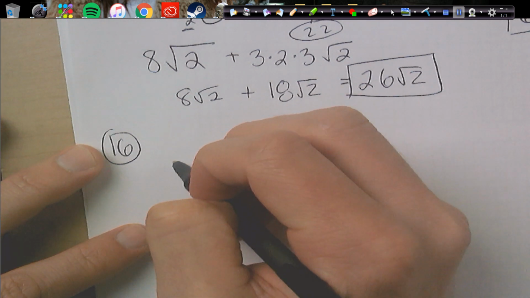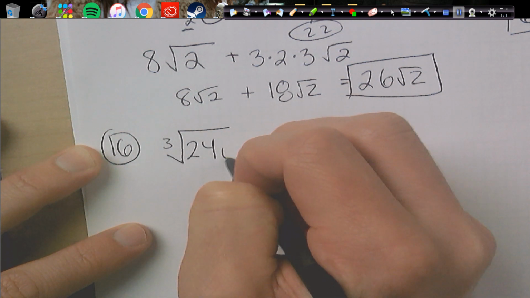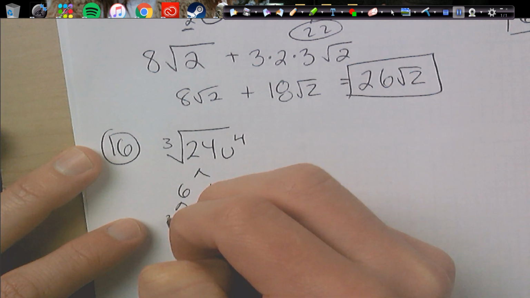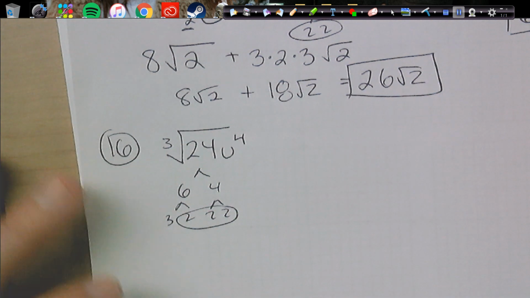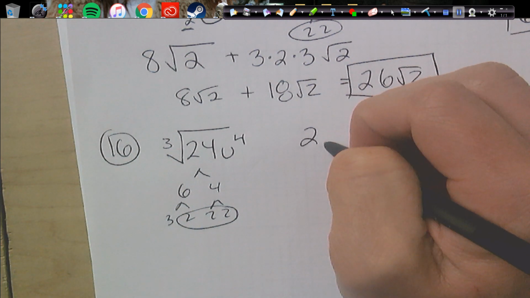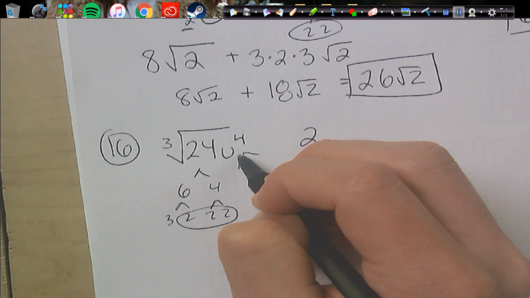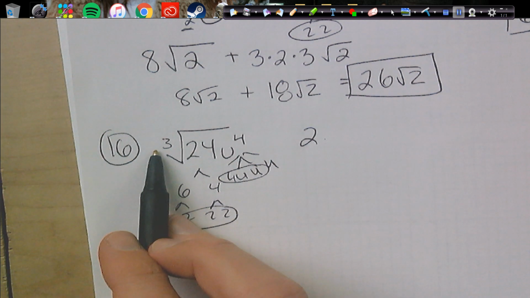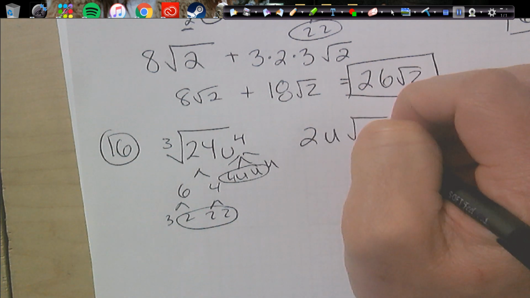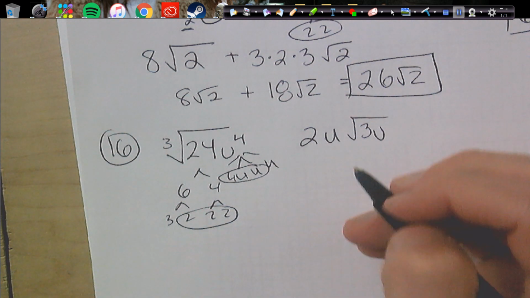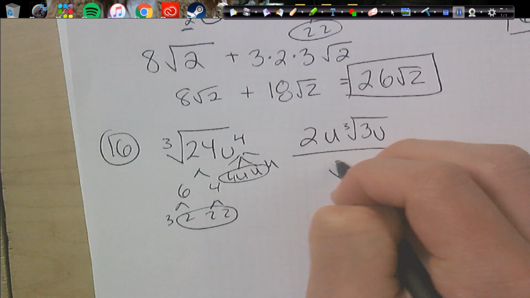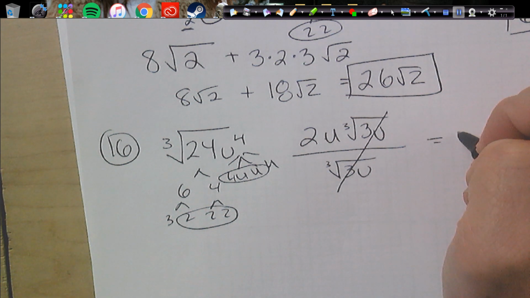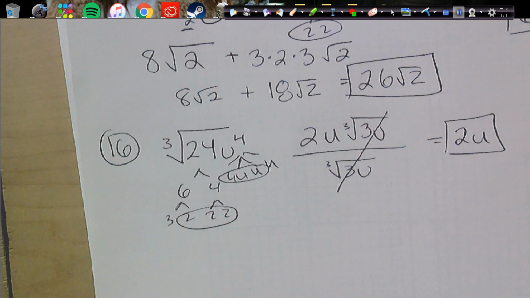So 16, we have the cube root of 24 over u to the 4th. So we can break this down into 6 and 4, 3 and 2, and 2 and 2. So we get a 2 to come out. U will break down into 4 u's. So we have 3 right there. So again, we're doing cube roots. So we get to pull 1 u out, but we're left with a 3 and a u. And on the bottom we have a cube root of 3u. So they're the same. We can cancel those two out. And we're left with 2u. Okay.